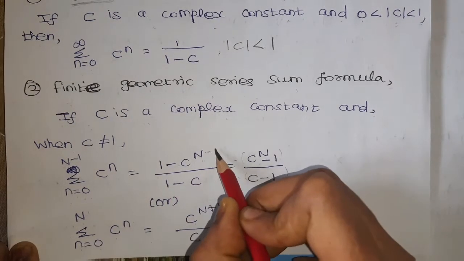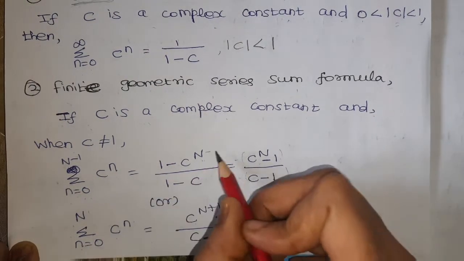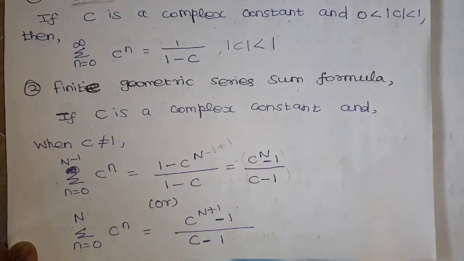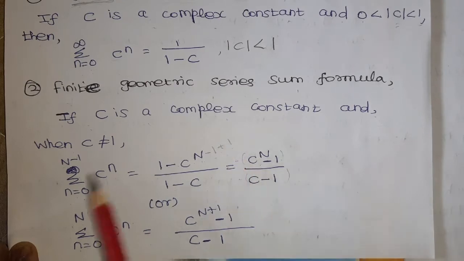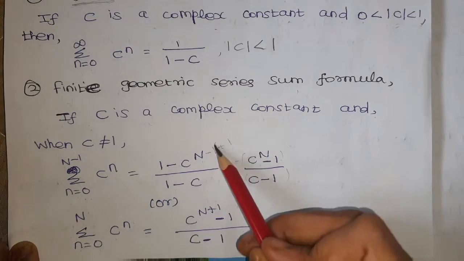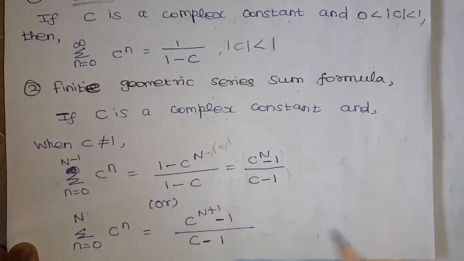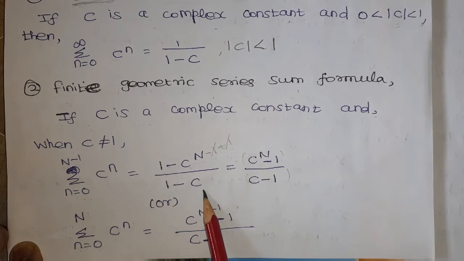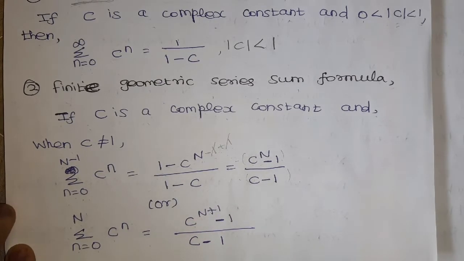Similarly, what will we get? 1 minus, 0 to n minus 1 plus 1. Just add 1 in the upper limit here, C power n minus 1 plus 1, nothing. This will get cancelled. So it is simply 1 minus C power n divided by 1 minus C. This is the concept of this formula.